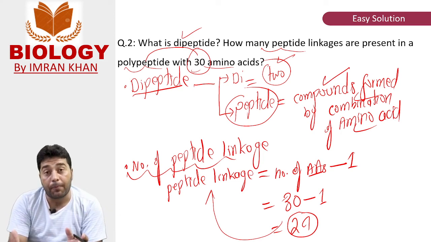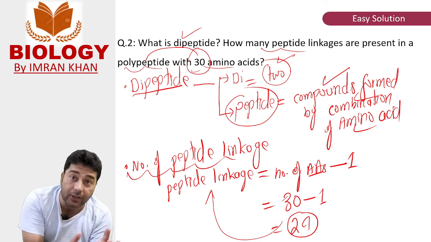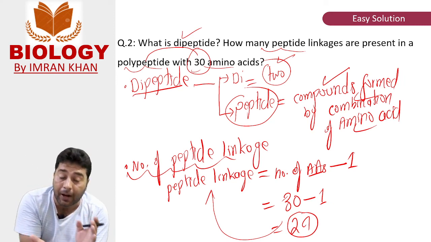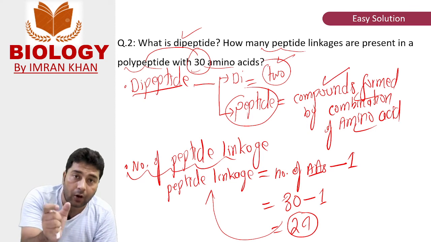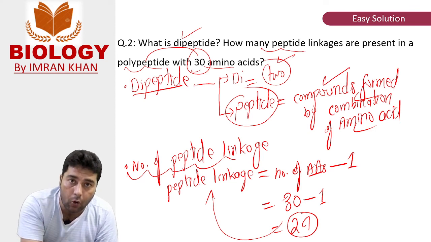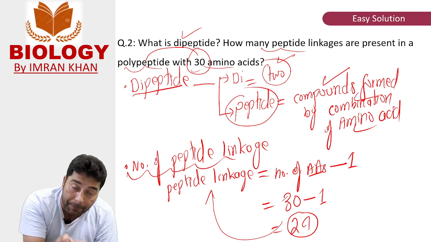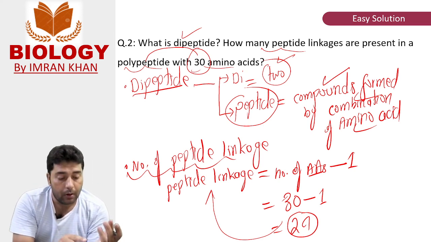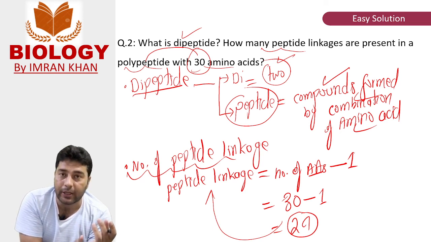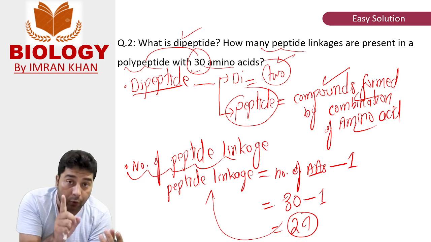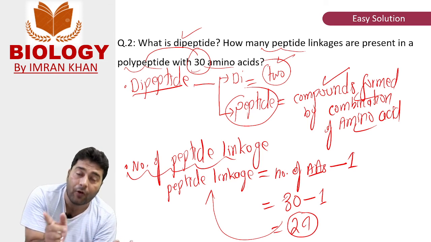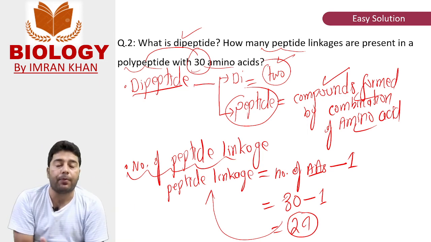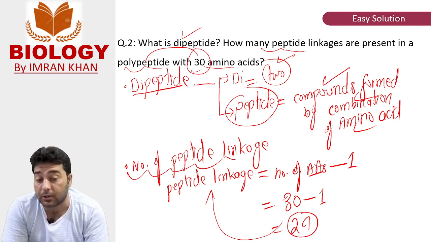So if you are given the insulin alpha chain, which has 30 amino acids, how many peptide linkages are present? 30 minus 1, 29. If you are given the alpha chain of hemoglobin, how many peptide linkages are present in that chain? Just use this formula: total number of amino acids minus 1. You know that the alpha chain of hemoglobin contains 146 amino acids, minus 1. So 145 will be the total peptide linkages present in the alpha chain of hemoglobin. Such tricks help you to solve such tricky questions.